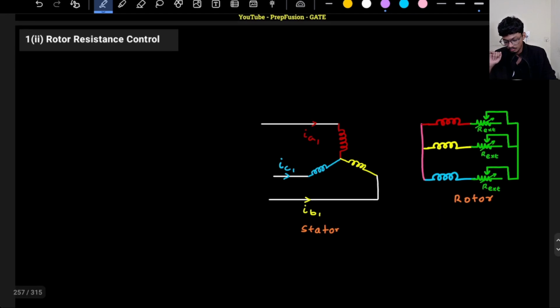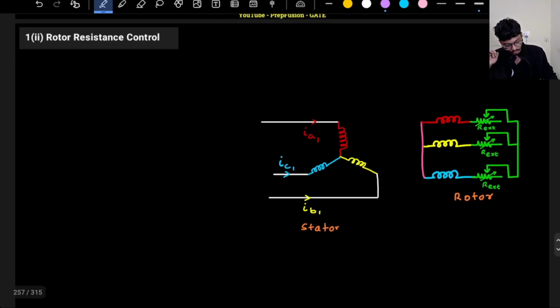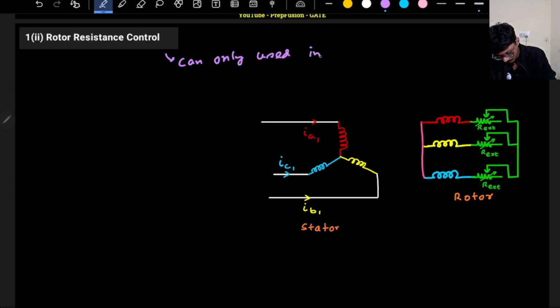Okay, so now let's check the rotor resistance speed control. What will happen in the rotor resistance? This can only be used in a slip ring induction motor, because I can connect the rotor resistance only in the slip ring induction type motor, right?